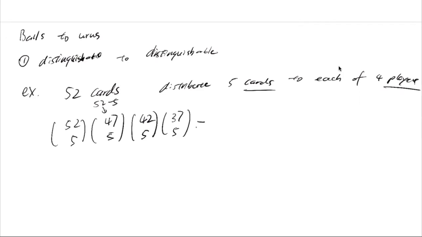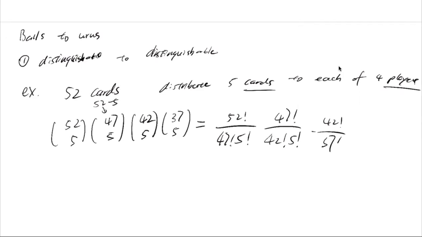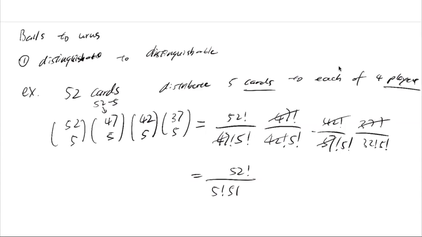So if you expand the equation, let's just expand it out. The 42 factorial, 42 factorial, and 7 factorial terms cancel off. And finally, what remains is 52 factorial over 5 factorial, 5 factorial, 5 factorial, 5 factorial, 32 factorial.